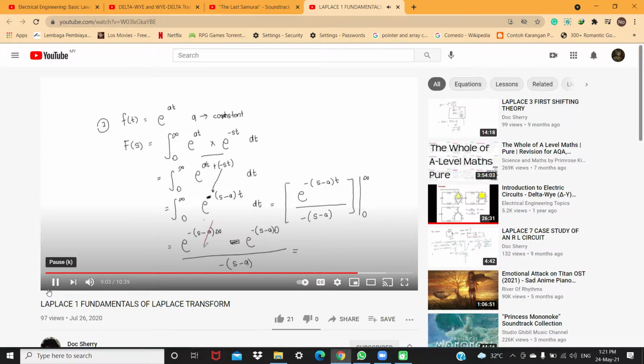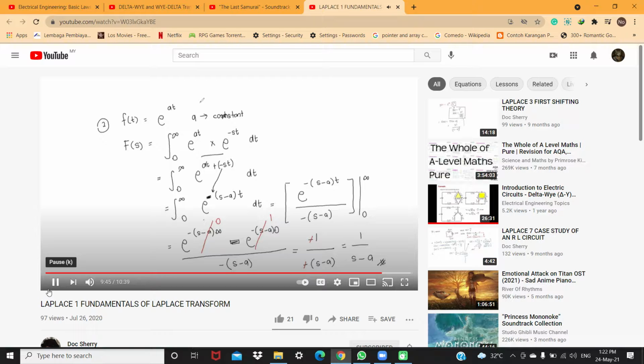So here we can substitute the values. Where it is at infinity, it will be 0, and when it is at 0, it will be 1. So the result of this will be negative 1 over negative in bracket s minus a, and we can cancel off the negative on both sides, top and bottom, and your final answer will be 1 over s minus a. So it is as simple as that.